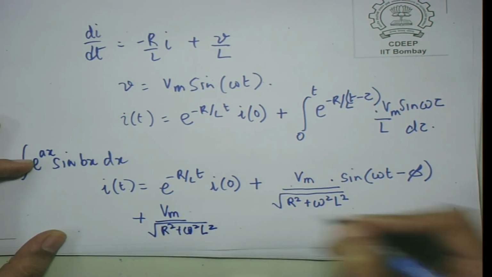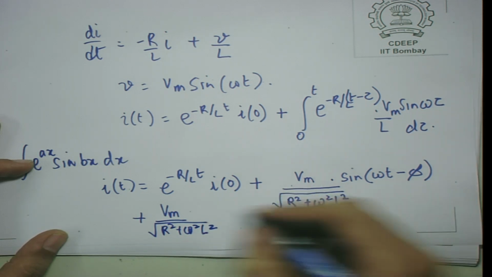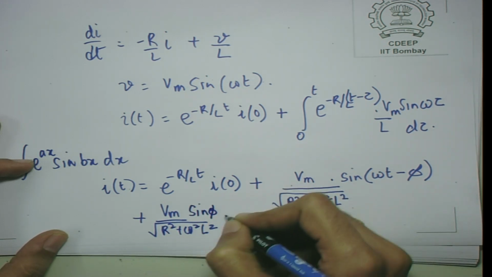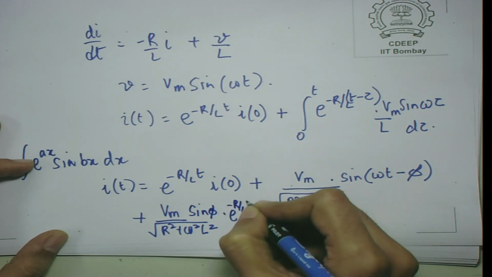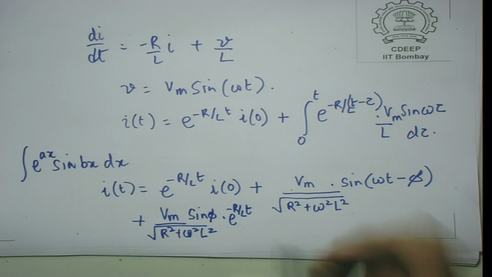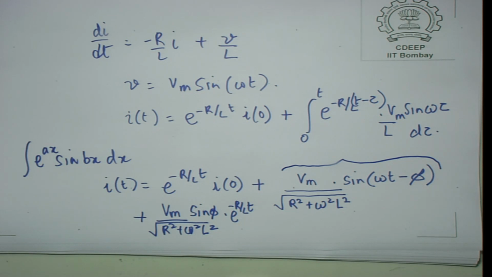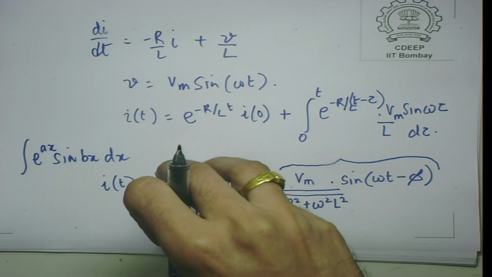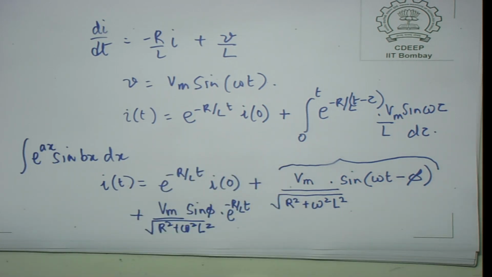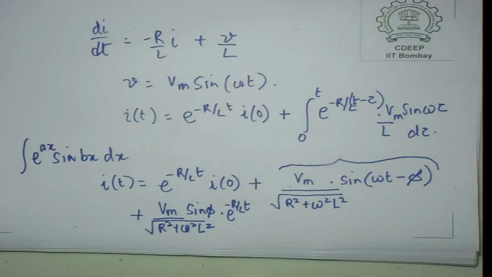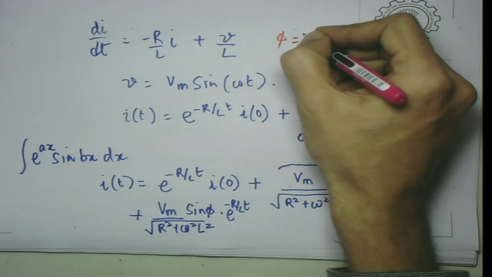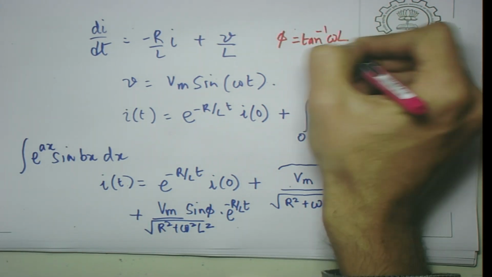This is an interesting exercise in itself to get this expression, but we will not do this here. Sin phi into e raised to minus r by L t. So, what you get is again a term which is independent of e raised to minus r by L t, and certain terms which are in fact multiplied by e raised to minus r by L t. Of course, I have not defined what phi is. Phi turns out to be equal to tan inverse omega L by r.